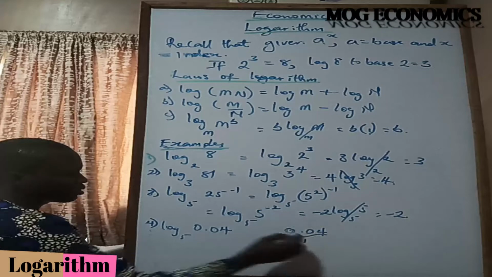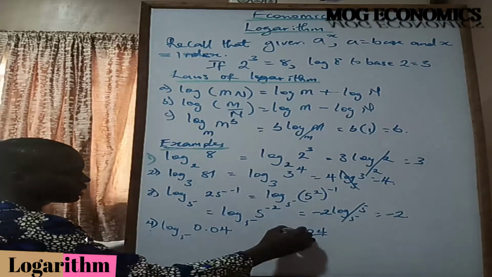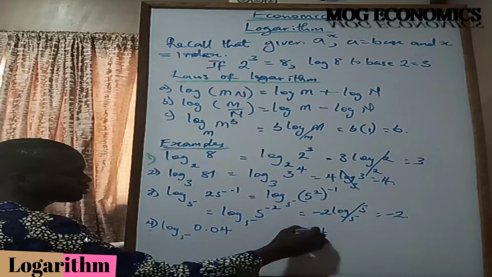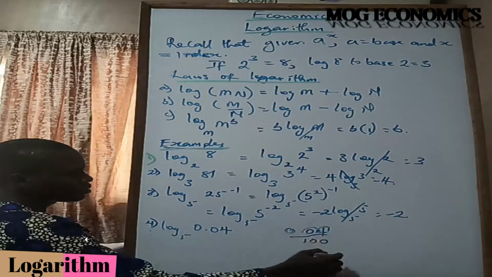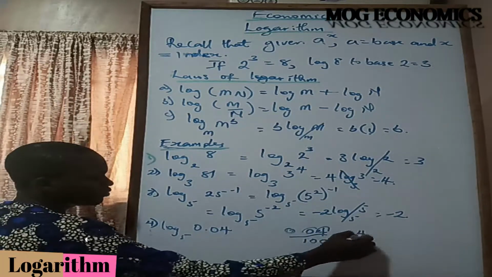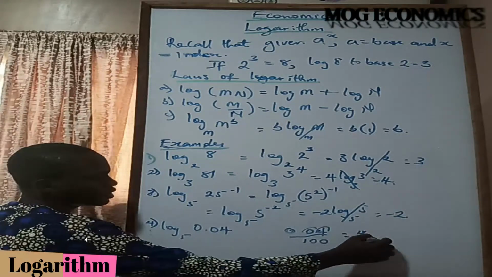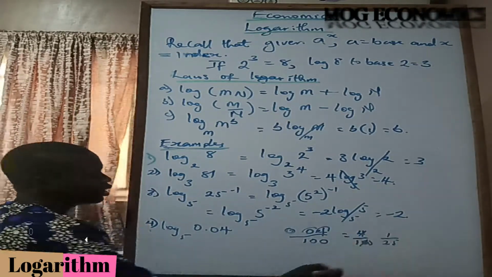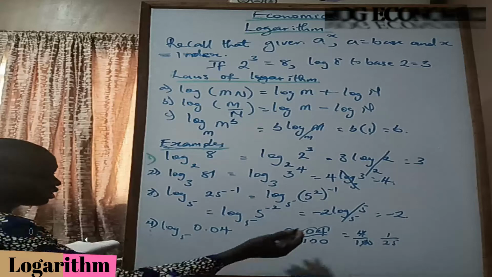0.04 divided by 1, that's the same as what is here. And I shift this once, and it has 0. I flip it once, and it has 0. So at the end of the day, I'll be having 4 over 100. 4 here 1, 4 here 25, 1 over 25. That's 25 raised to power minus 1.